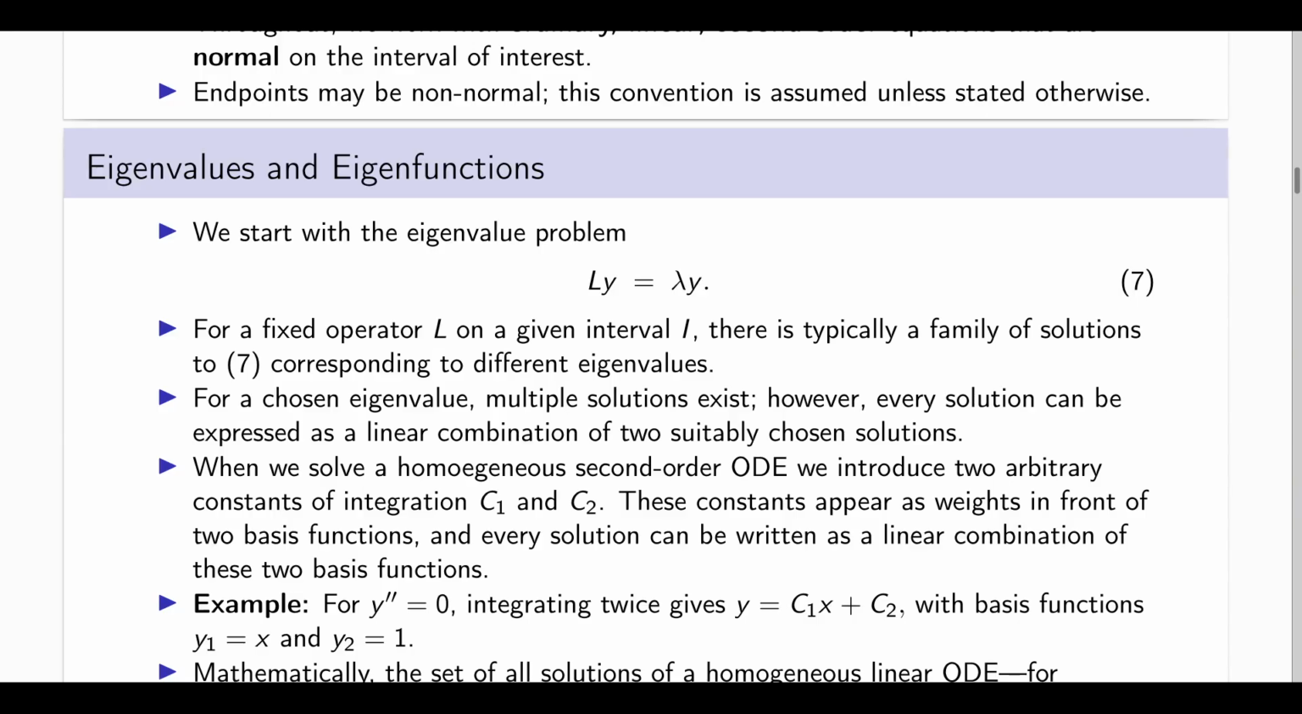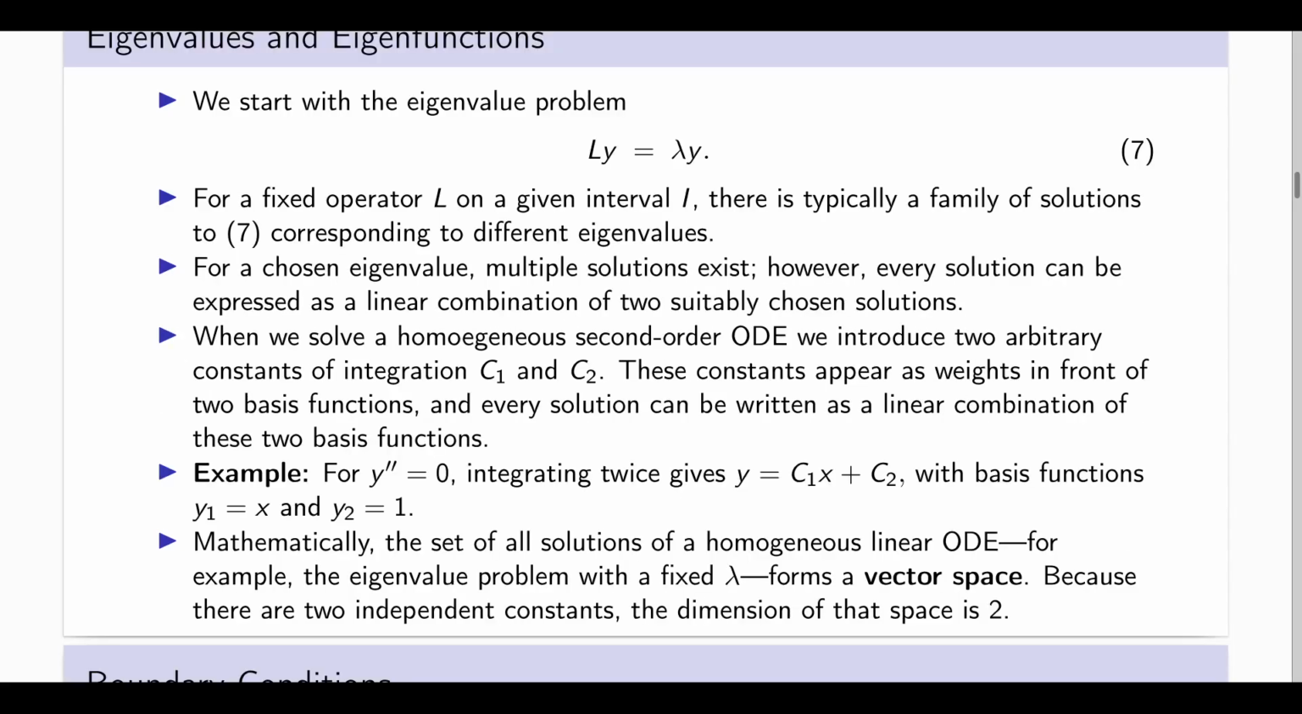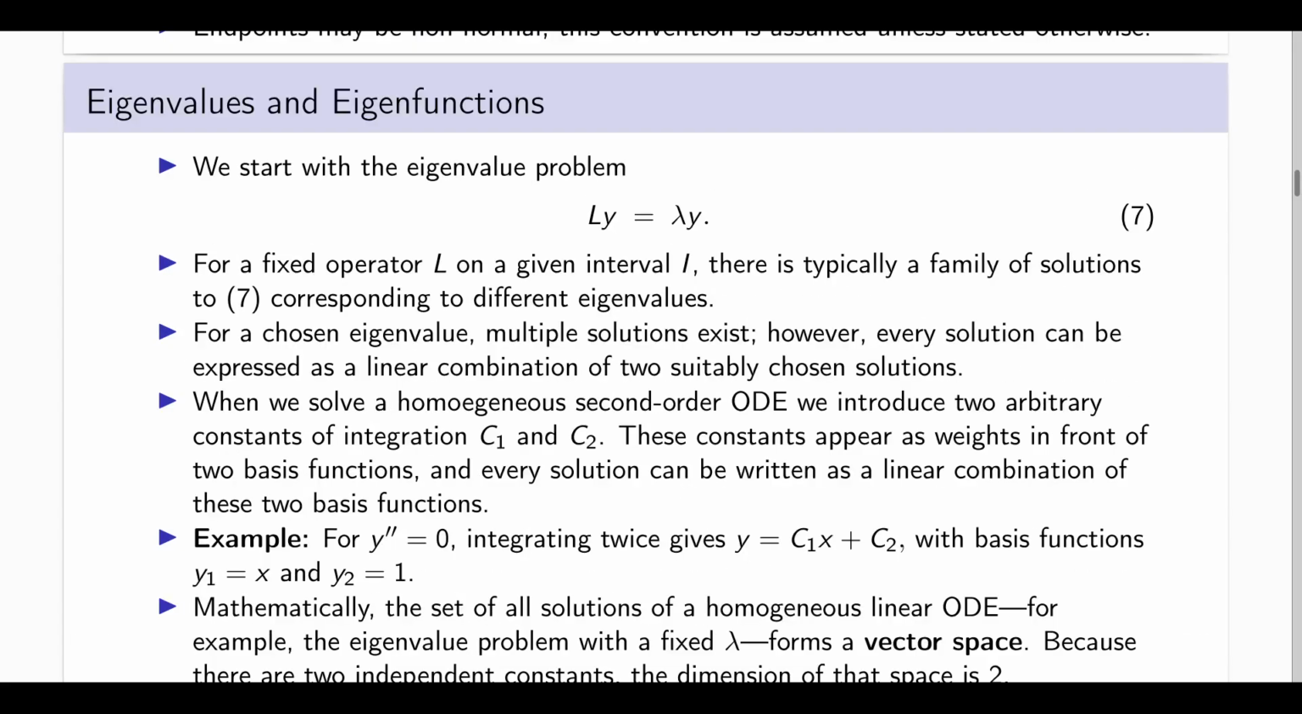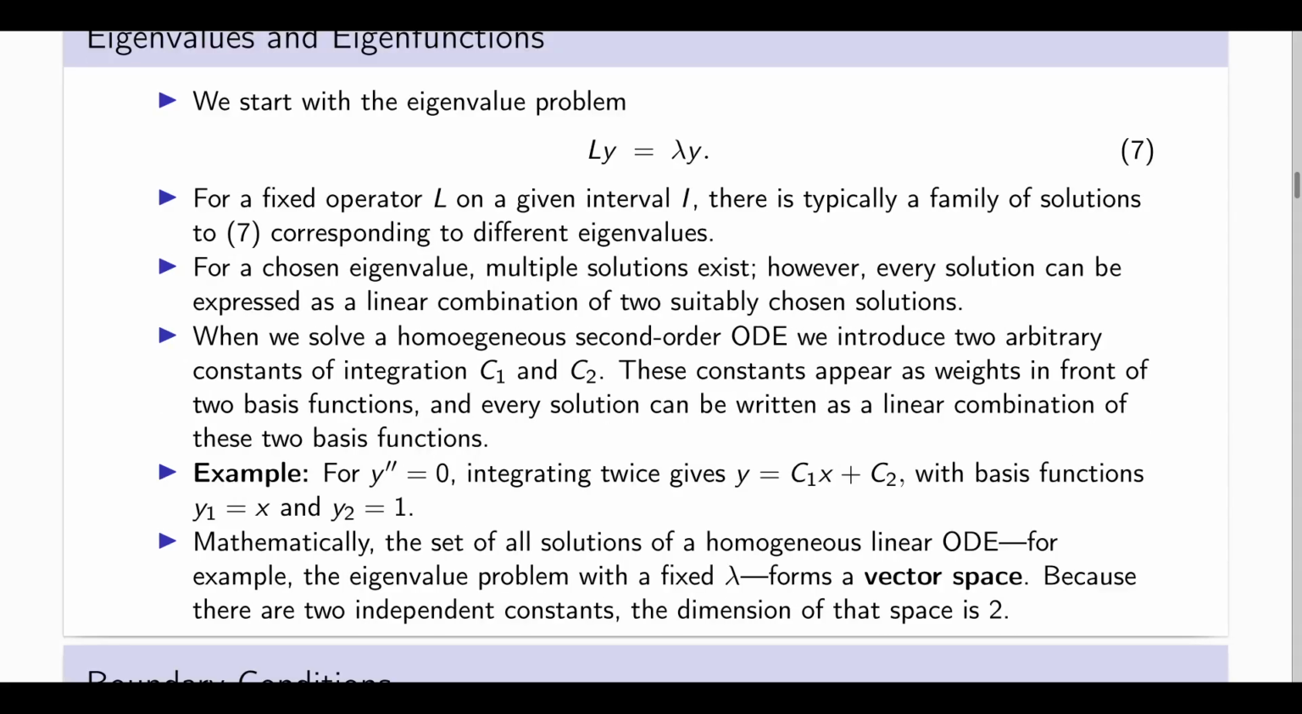For each eigenvalue, all solutions can be written as linear combinations of two independent ones, because a second-order equation introduces two constants of integration, c sub 1 and c sub 2. The general solution of y double prime equals 0 is y equals c sub 1 times x plus c sub 2, with basis functions y sub 1 equals x and y sub 2 equals 1. Thus, the space of all solutions of a homogeneous linear ODE, for example, the eigenvalue problem with a fixed lambda, forms a two-dimensional vector space.